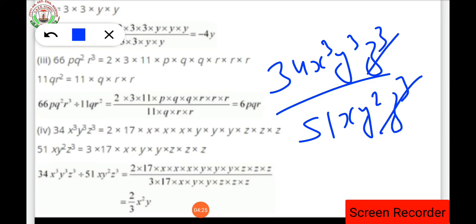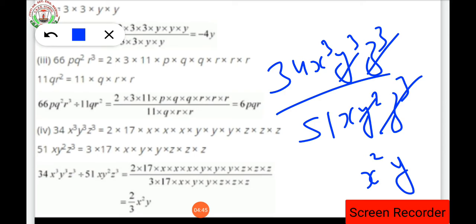So z cube will cancel. Here y square will get cancelled, only one y will be left, since y cube is present in the numerator and y square is present in the denominator. Now here x cube is present in the numerator and x is present in the denominator, so what will be left? That is x square is left.